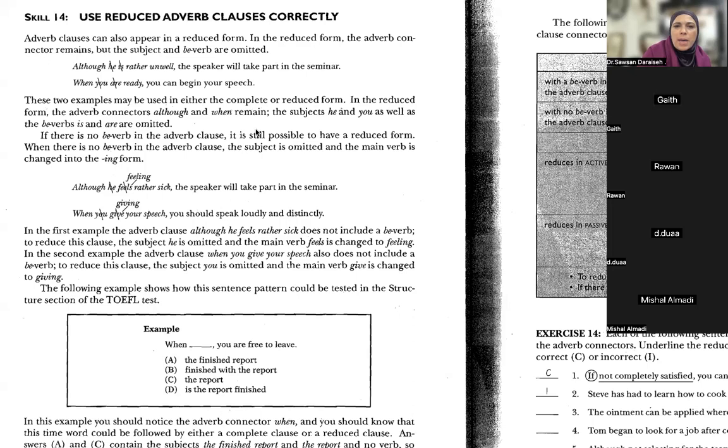Okay. Anyway, back to our lesson. We said what? When you give your speech, meaning when you present or talk through your speech, you should speak loudly and distinctly. You must speak loudly and clearly. Distinctly means clear, not just loud. Loud to a certain extent, and with clarity. That's what we mean by distinctly.